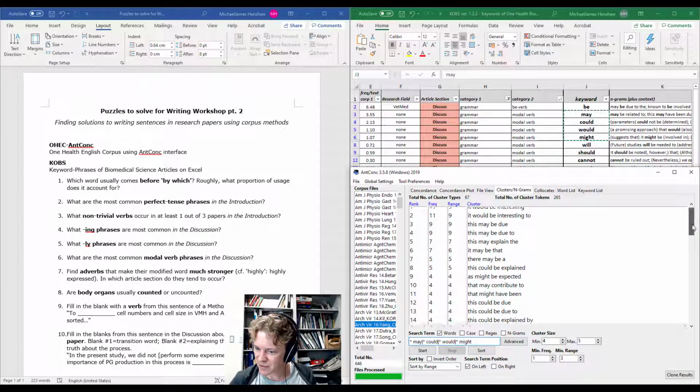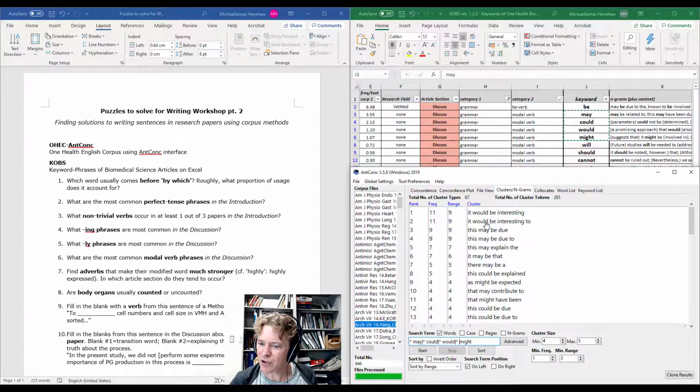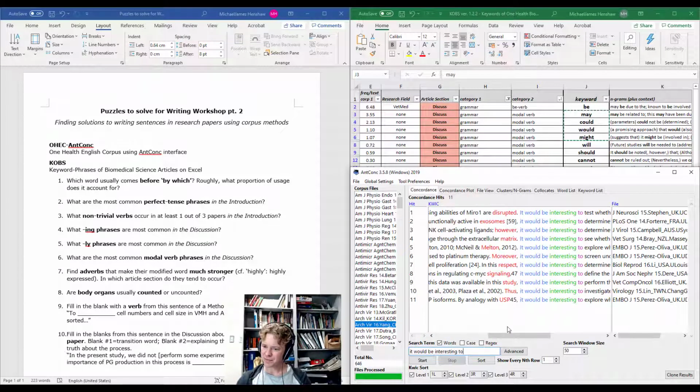I like some of these phrases. This could be explained by. This might be explained by. Interesting. It would be interesting. Let's just take a quick look here. Moreover, it would be interesting. Okay. I'm more interested in what comes after these.